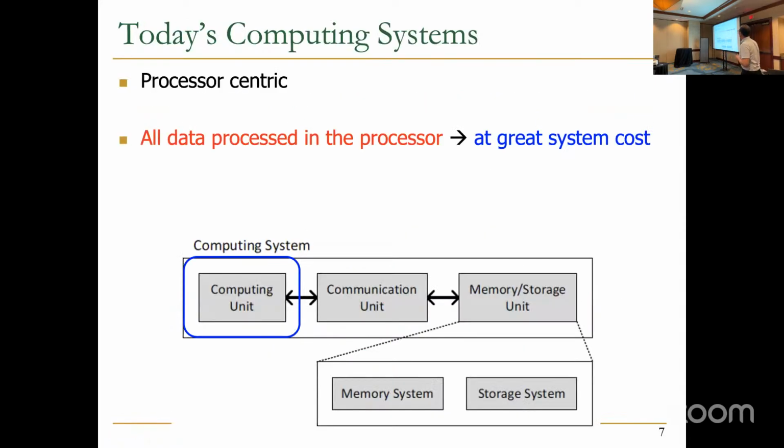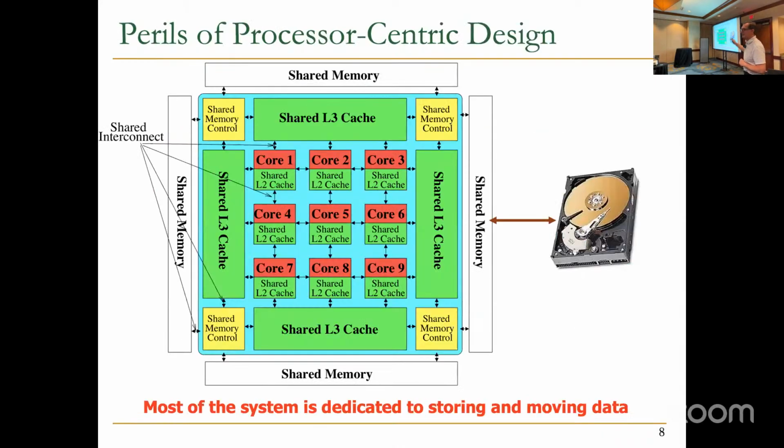Okay, so if you look at computing systems today, they're all processor-centric. All data gets processed in the processor at great system cost, but we clearly have computing, communication, and memory and storage as three things. Maybe they need to be much more tightly integrated going into the future. This is my cartoonish picture of a system. If you look at an existing system, most of the system is dedicated to storing and moving data. In fact, if you do the calculations, more than 95% of the hardware real estate of a single node is dedicated to hardware elements that move and store data.